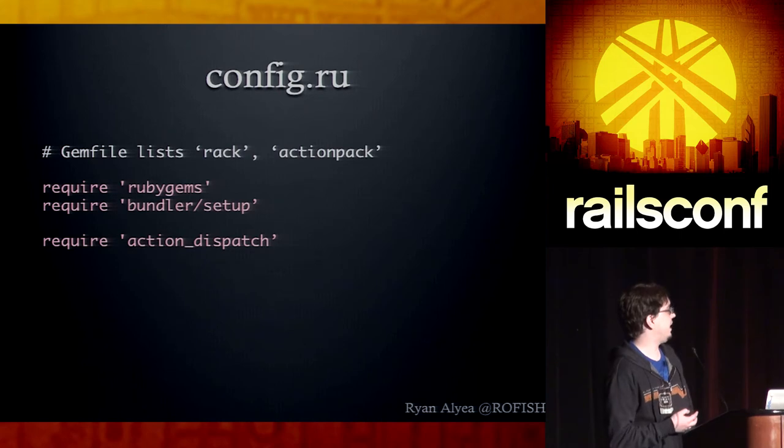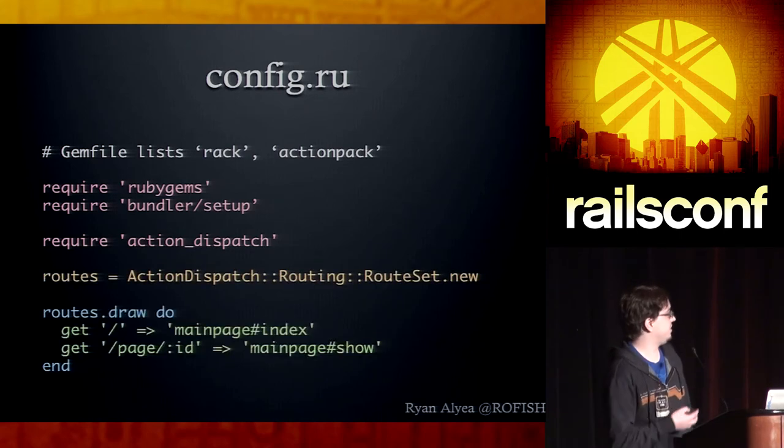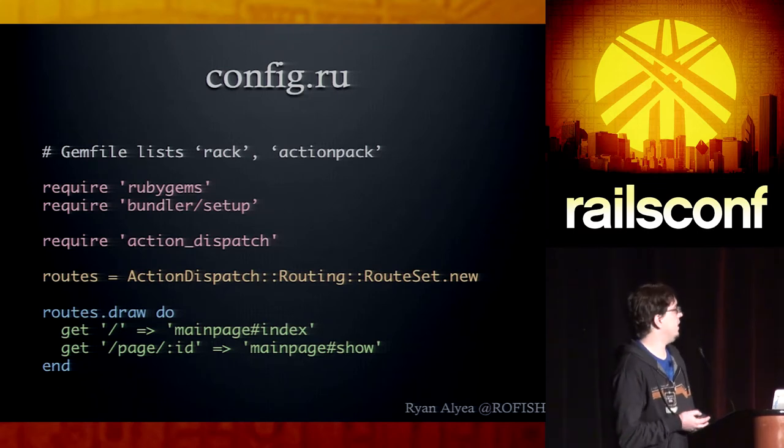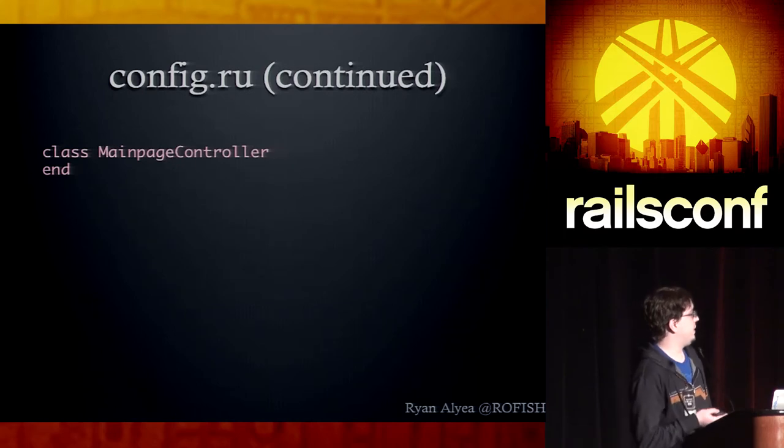You can add the action pack, add your dispatch, and add your route sets, and create your routes. And if you notice, the routes look exactly like Rails routes, just like your routes.rb file, including the point where you have the main page controller with the index and show file. And so let's make our main page controller. It's a basic Ruby object. Like, we don't need to include anything, right?